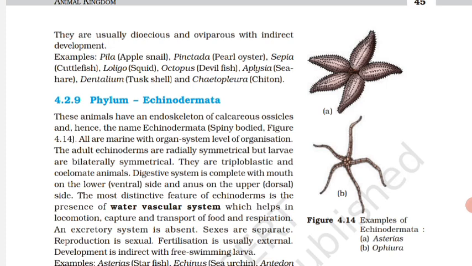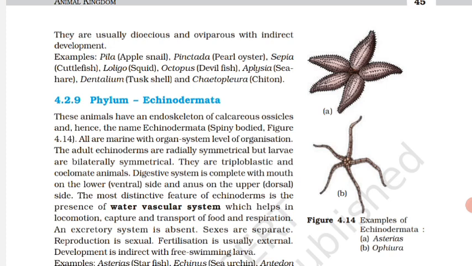Animals belonging to phylum Chordata are fundamentally characterized by the presence of a notochord, a dorsal hollow nerve cord, and paired pharyngeal gill slits. These are bilaterally symmetrical, triploblastic, coelomate with organ system level of organization. They possess a post-anal tail and a closed circulatory system.